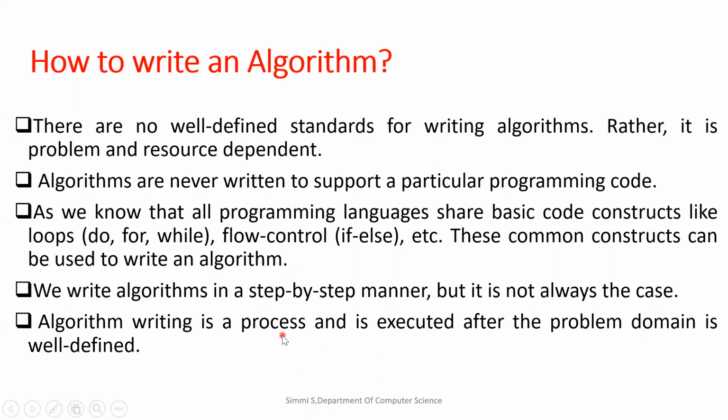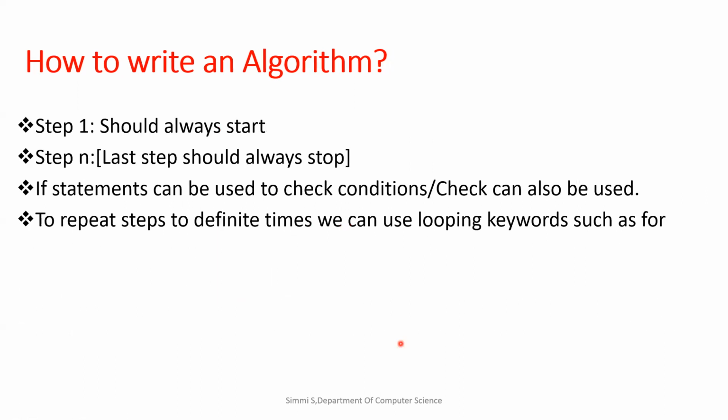Algorithm writing is a process and is executed after the problem domain is well defined. So how can we write an algorithm? When writing an algorithm, the first step should always be start and the last step should always be stop. So, beginning with start and ending with stop. If statements can be used to check conditions. If there is some decision to be made, then we can go for an if statement. To repeat steps several times, we can use looping keywords such as for or while.